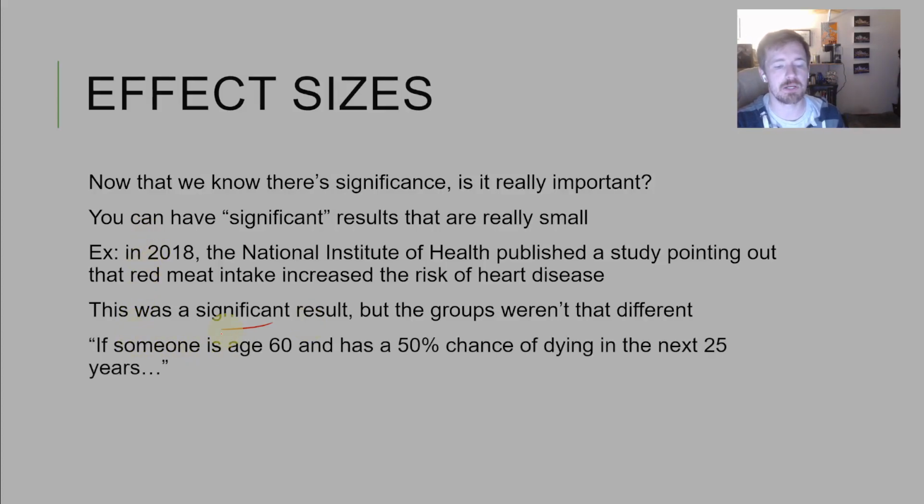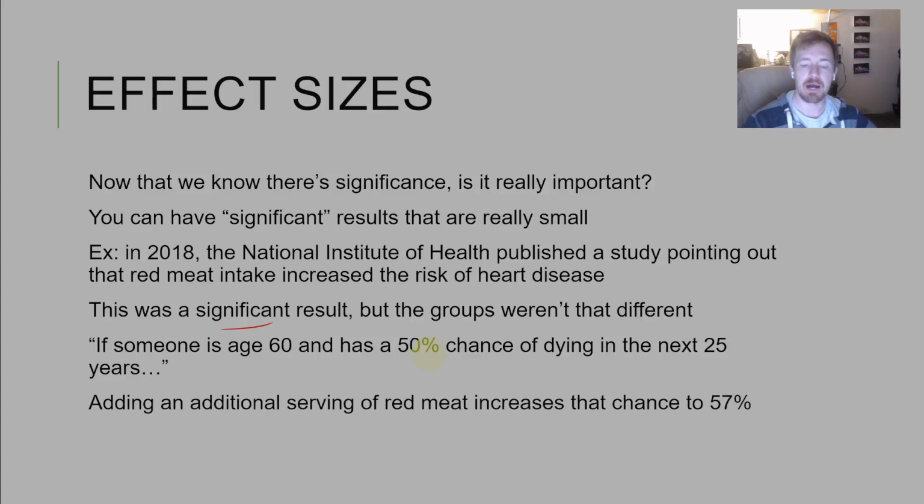Their argument was that if somebody eats red meat regularly, and that somebody is 60 years of age, they have a 50% chance of dying in the next 25 years, which is quite vague. But an additional serving of red meat increases that chance from 50% to 57%. So an additional 7% chance of dying within 25 years. That also means that some of those people might live more than 75 years of age, and they're not counted in this data. So it's a very limited data set they're dealing with here.